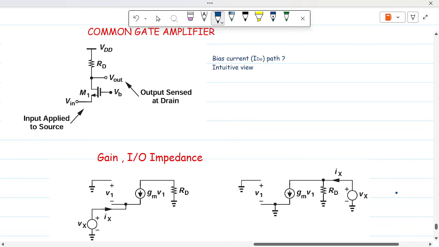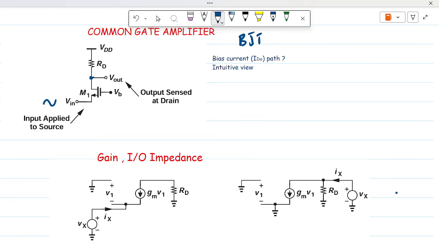Hello, in this video we look at the common gate topology, which is similar to the common base in the BJT. So for the common gate topology, the input signal is given to the source and the output is taken from the drain. Now intuitively, let's look at how this topology operates.